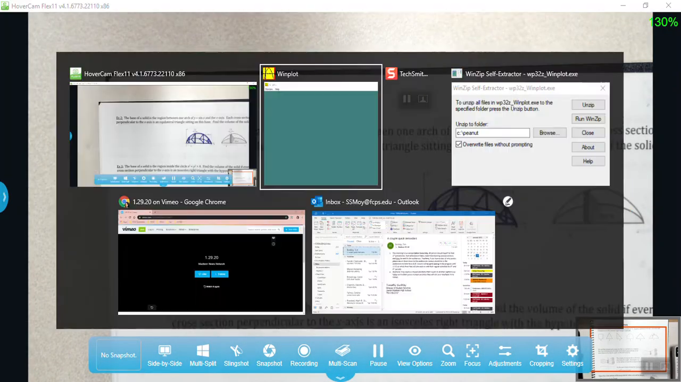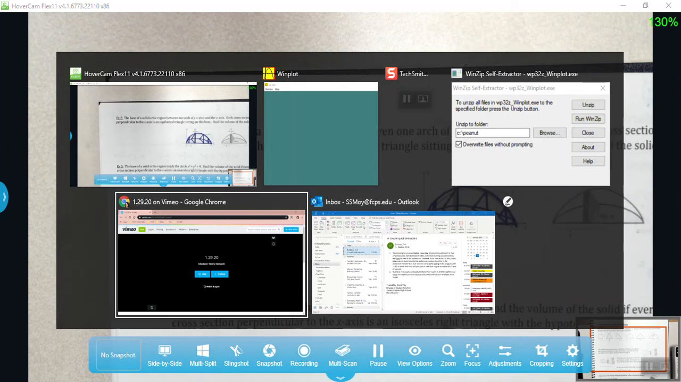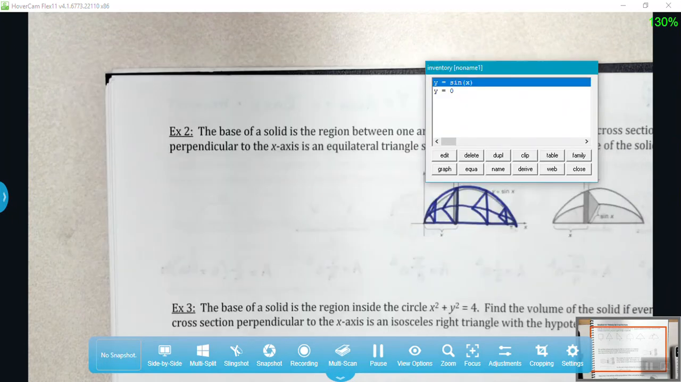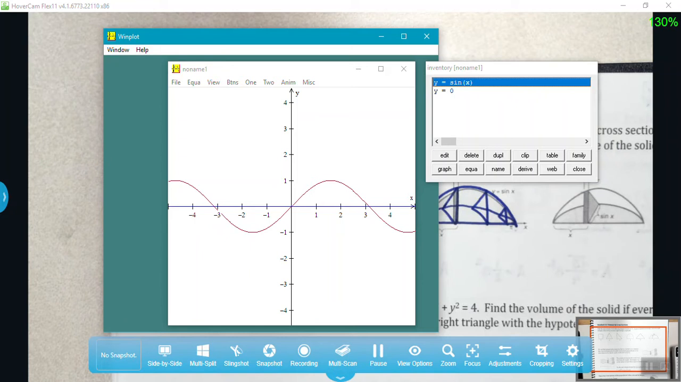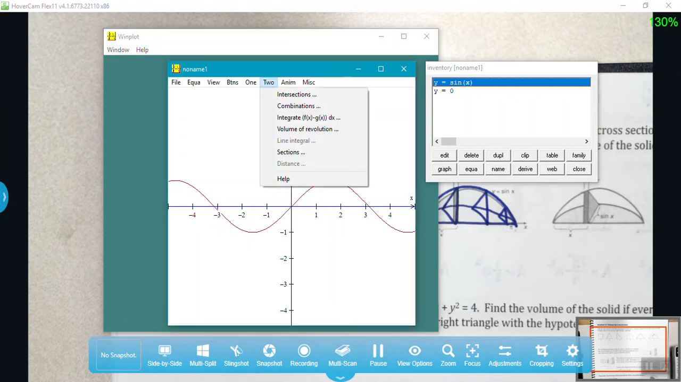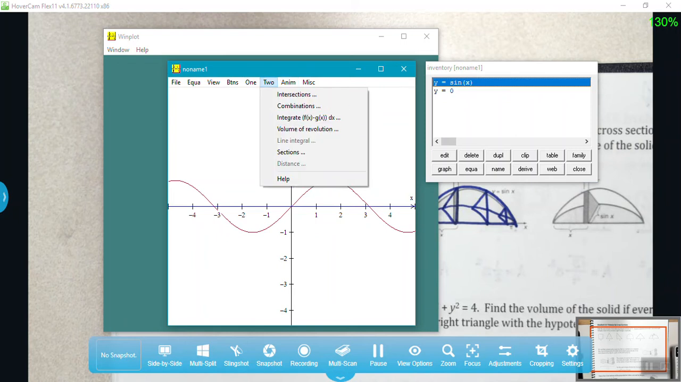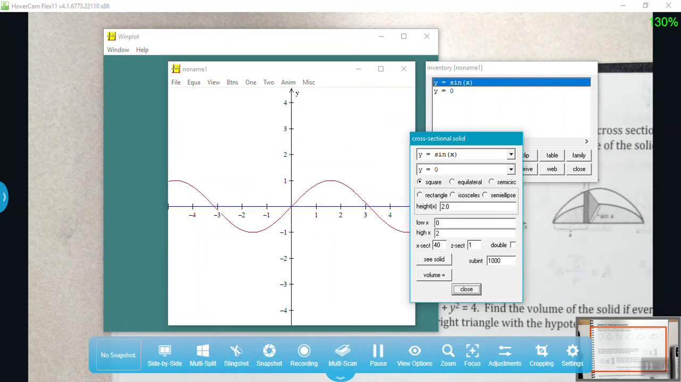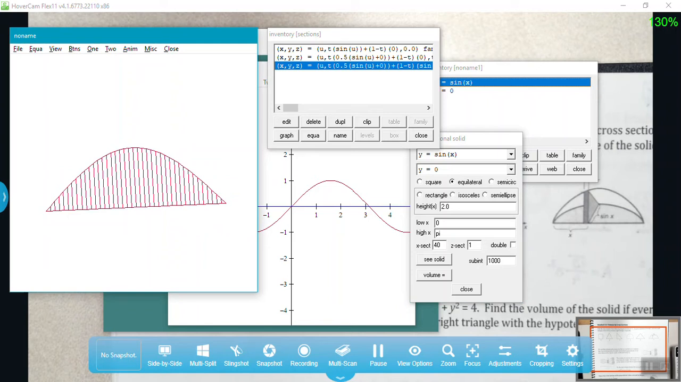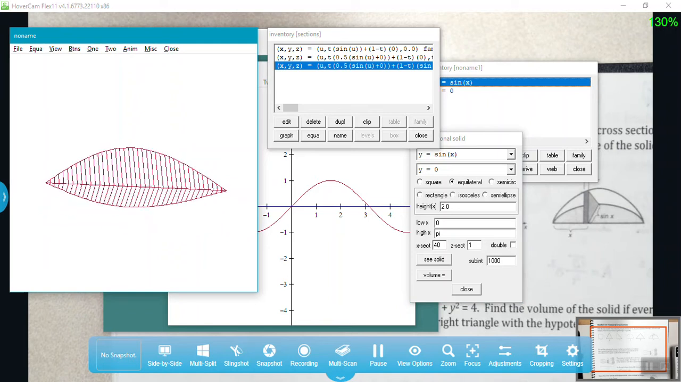So we're going back to this. Cross sections, from where am I going? From 0 to pi. And I'm doing equilateral triangles. Okay, so this is our solid right here. So that's our cross section.